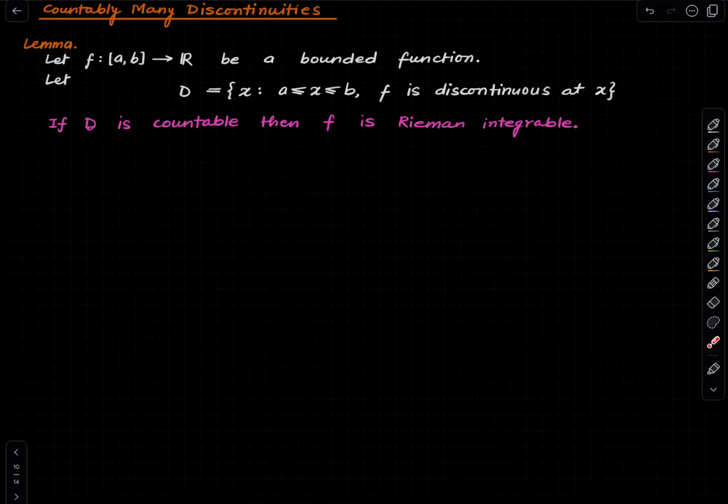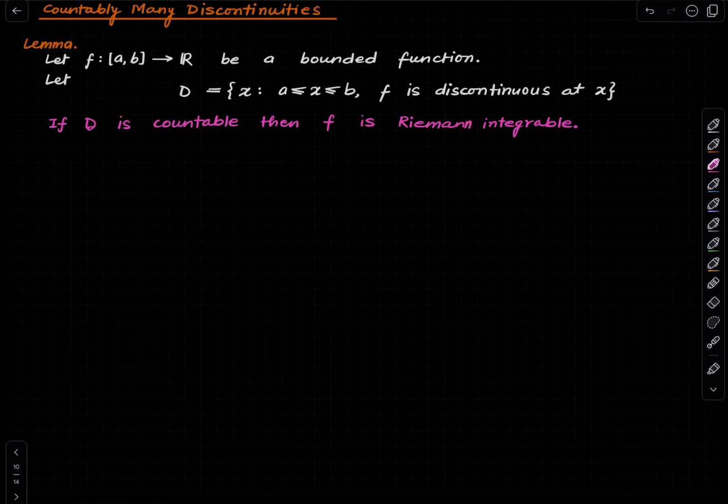But what we are trying to say is that suppose f is a bounded function with the set of discontinuities, so D is the set of those points where f is discontinuous. And if this is a countable set, we are not even assuming finiteness, we are allowing for countability of it, even then f is Riemann integrable.